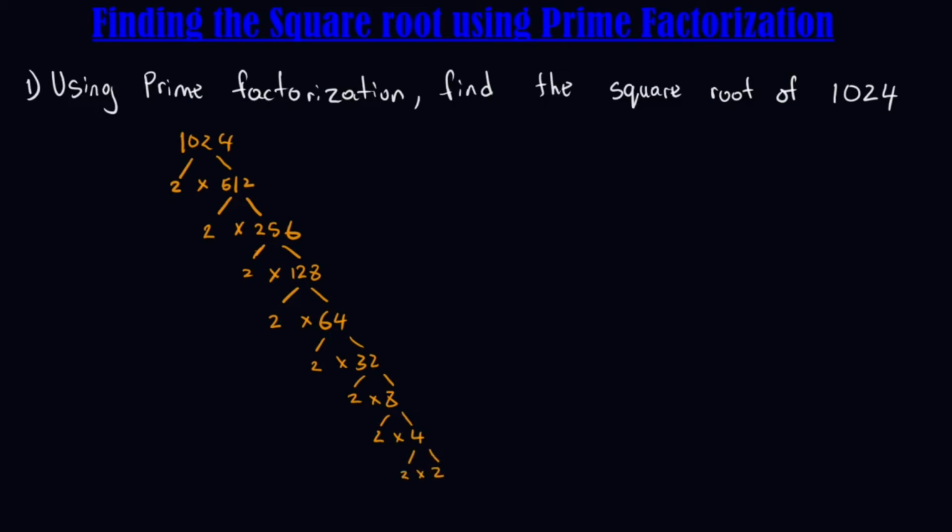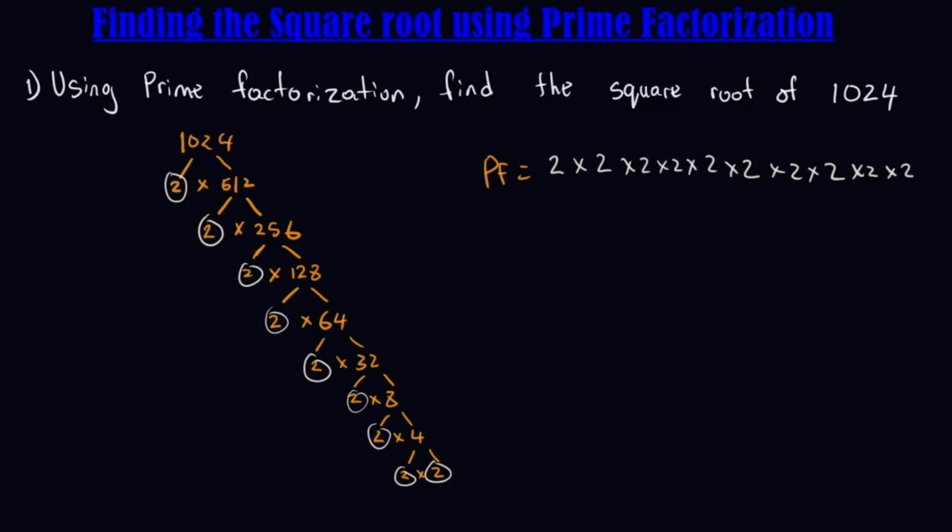So this is our factor tree. We have only prime factors here. So we're going to write the prime factorization of the number 1024. The prime factorization is all of these prime factors multiplied together. So here we have the prime factorization. The second step is to identify and make pairs of the similar factors. We realize that all of these prime factors are 2's. We're going to make pairs.